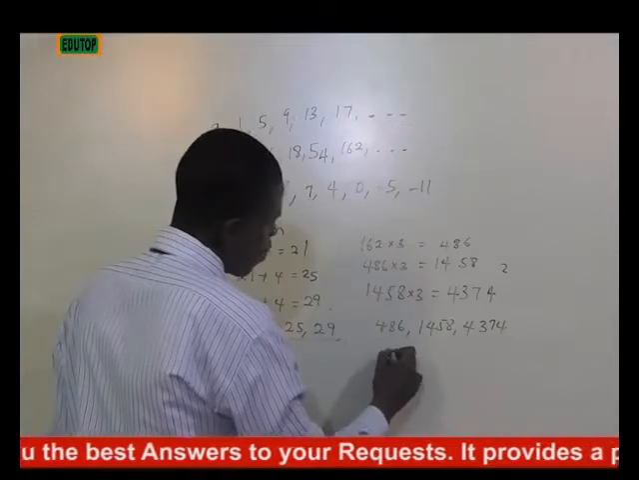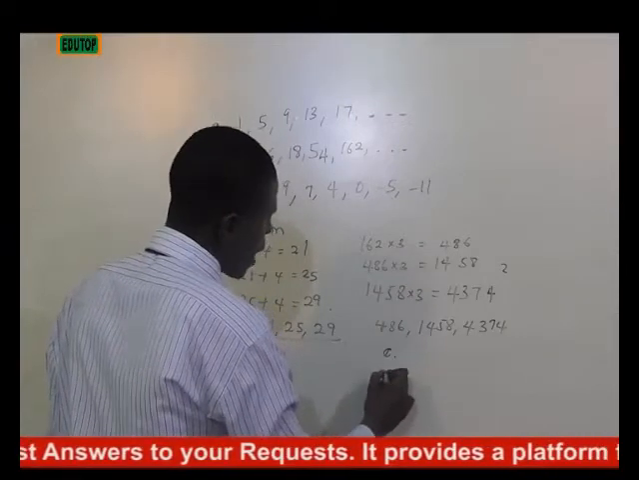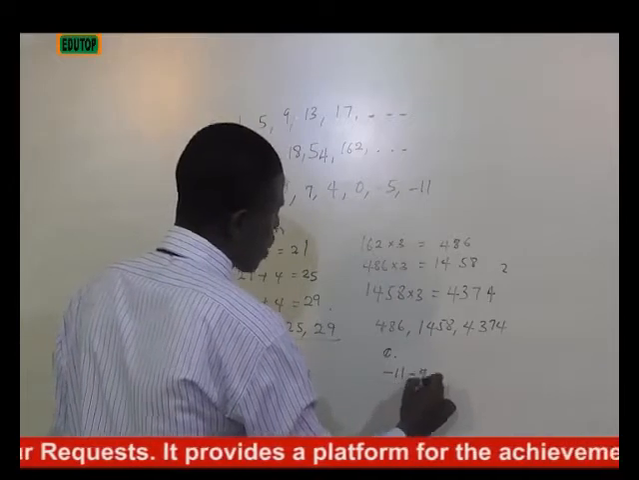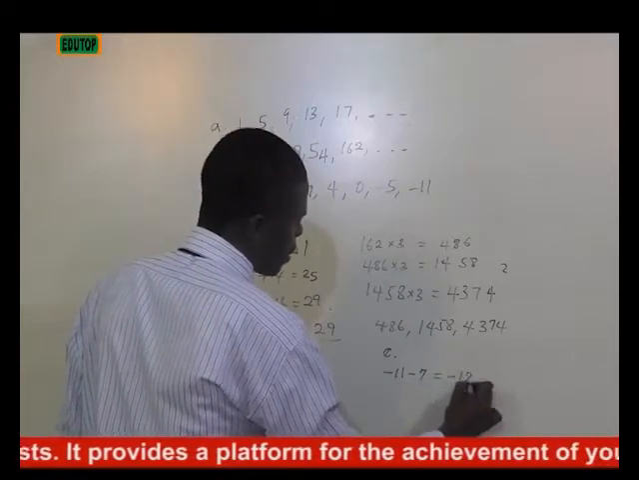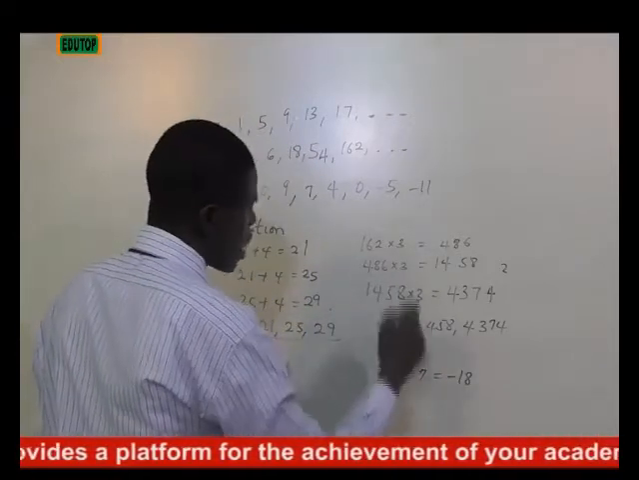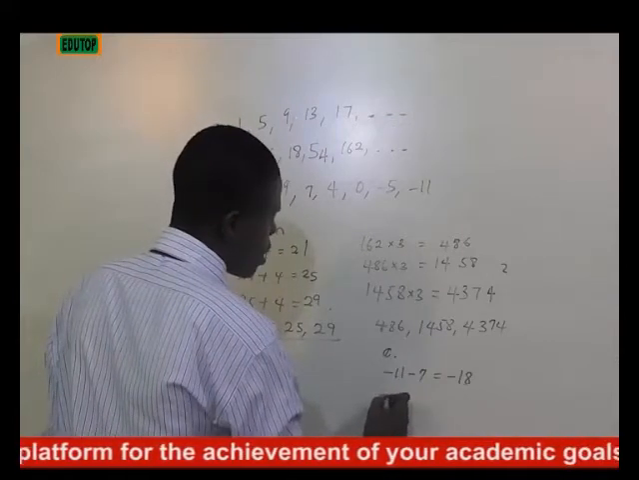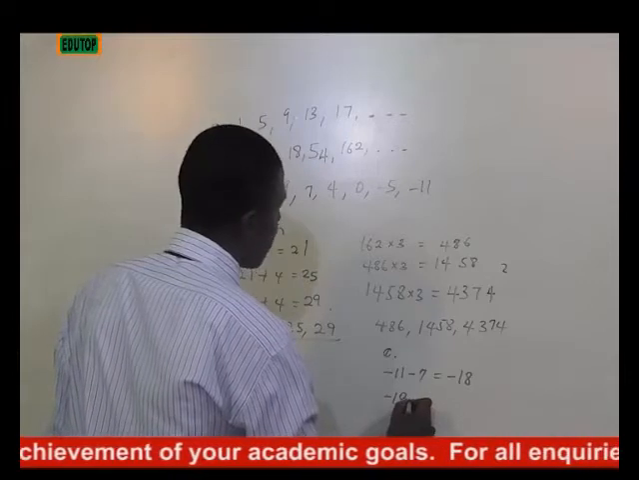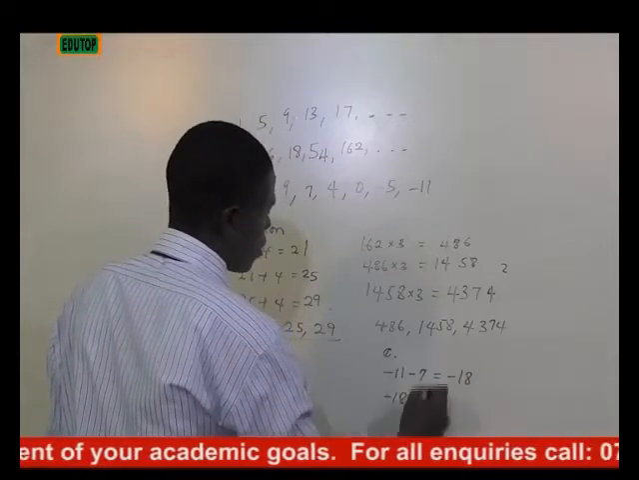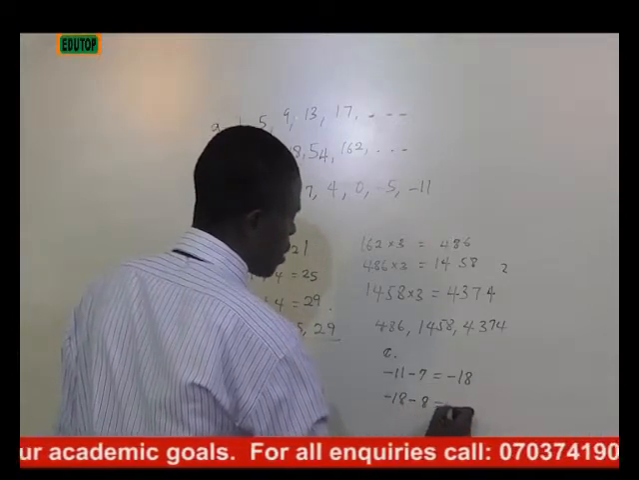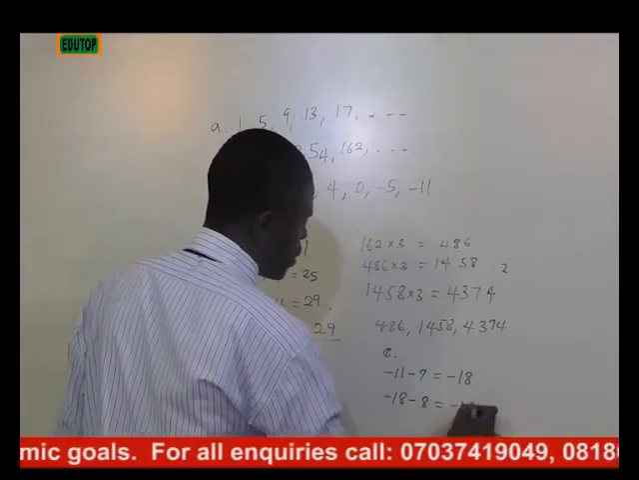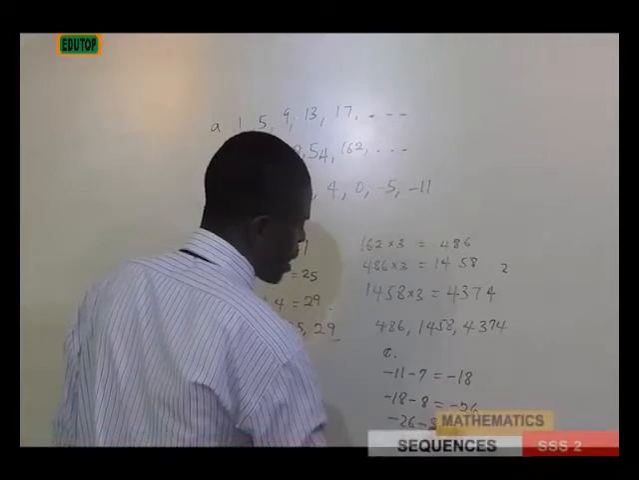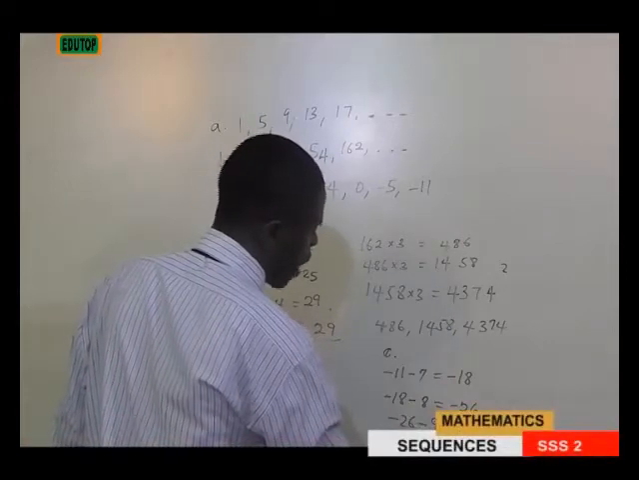Automatically, the next one will be, to the C part, minus 11 minus 7, that is minus 18. Then progressively, the next one will be minus 18 minus 8, that will be minus 26. Then minus 26 minus 9, that will be minus 35.